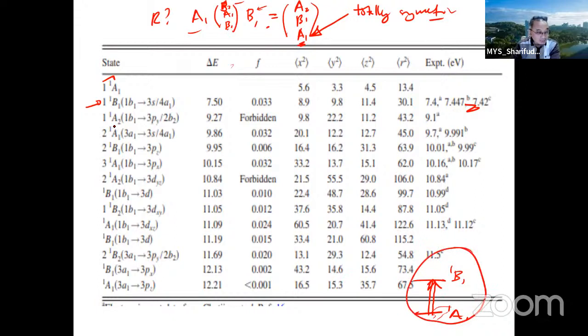Now this transition from A1 to A2 is not allowed. If you try it with the direct product, there will be no totally symmetric representation in the results. So it is a forbidden transition. Okay, so that's for water.